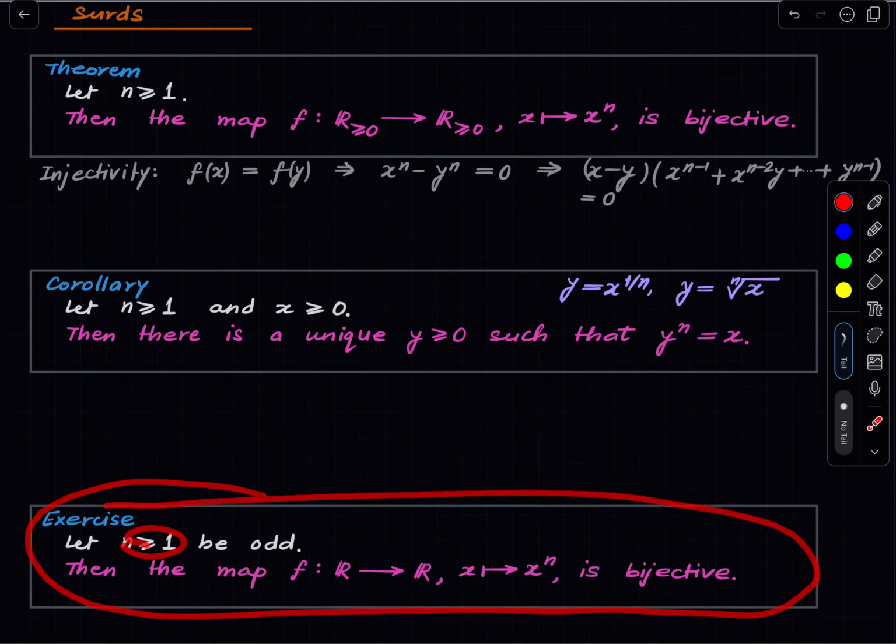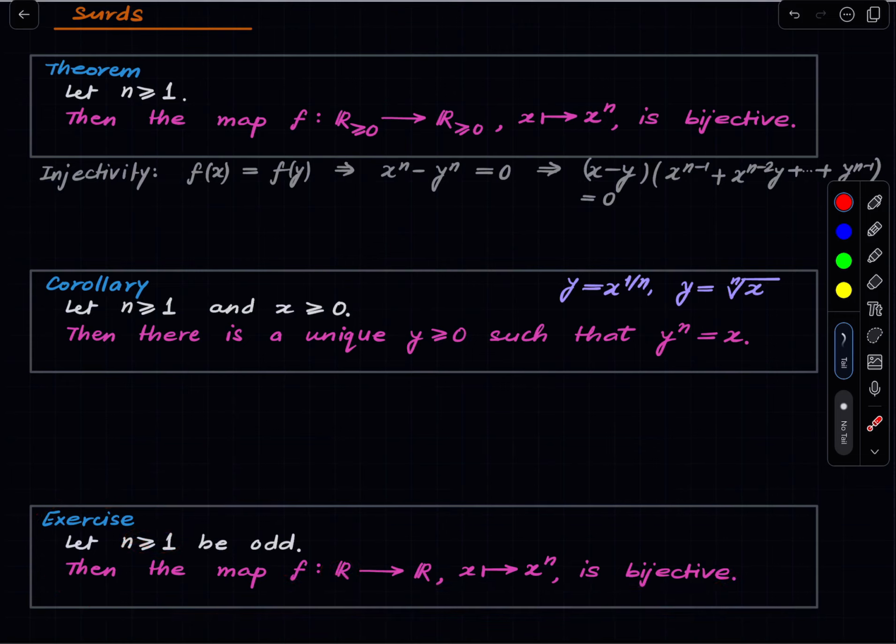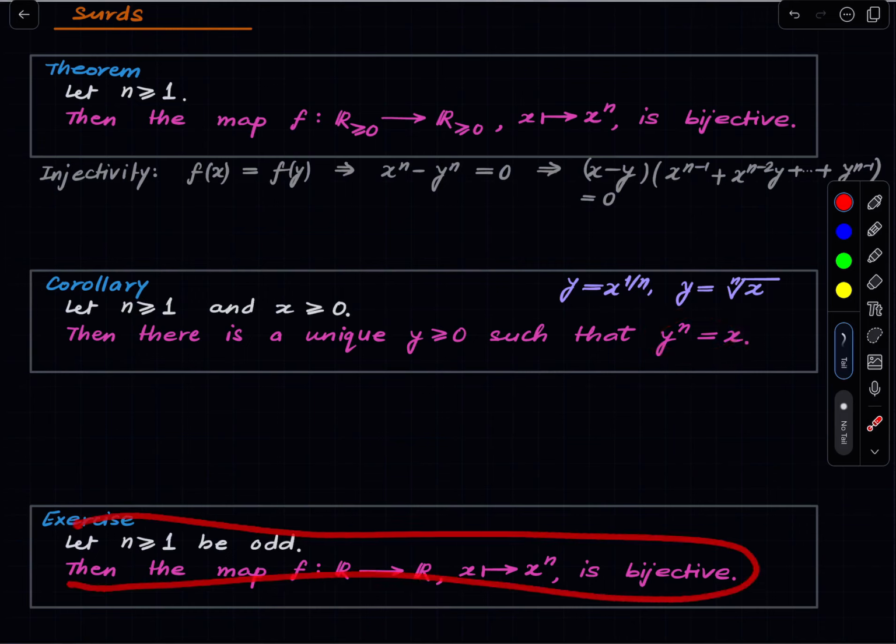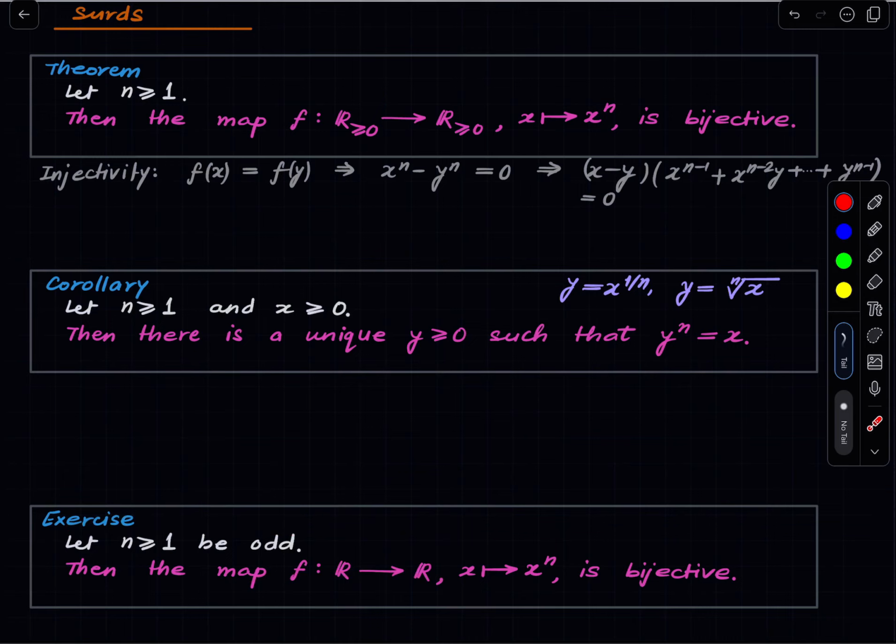And here is the exercise. For odd n, this map, which is defined on the entire reals, is bijective. That is what I was trying to say here. If n were even, then you may have two different nth roots, so to say. But if n is odd, then you have only one nth root. So just please make sure that you understand all three statements.